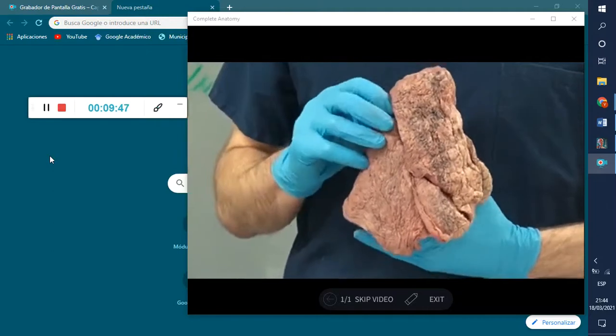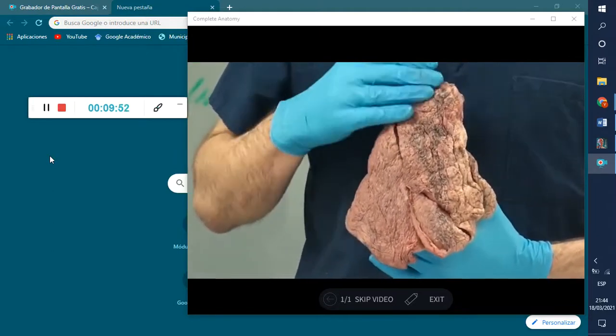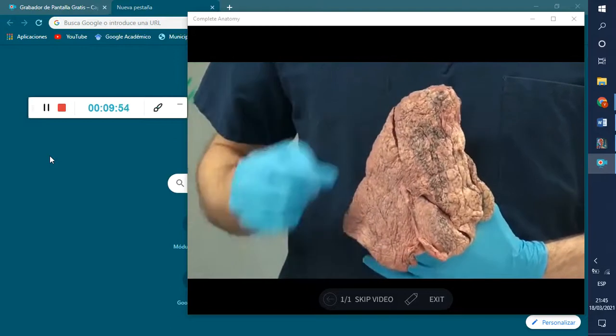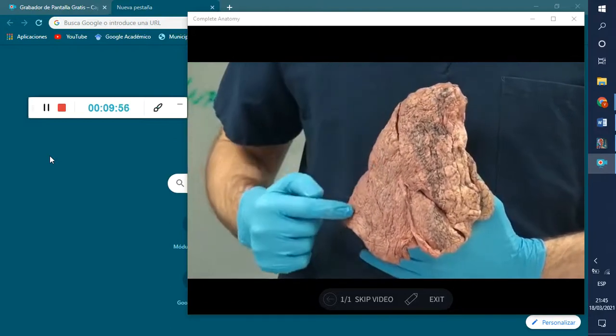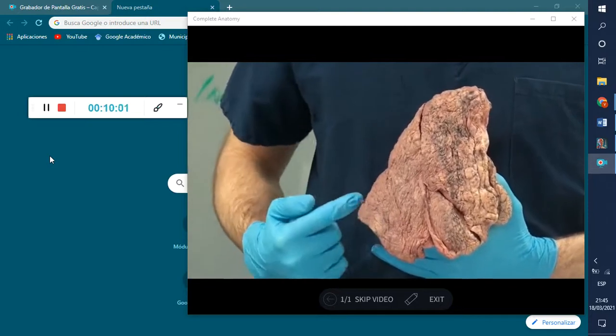In a hypothetical situation, a person is standing and aspirates a peanut. Their lung would be in this position. That peanut is likely to travel and end up in the basilar segment of the inferior lobe here.